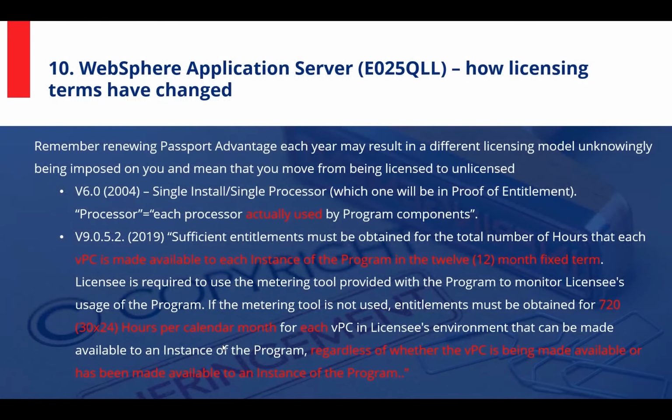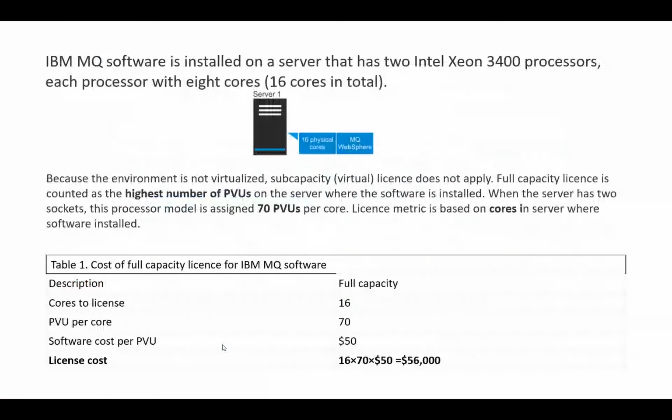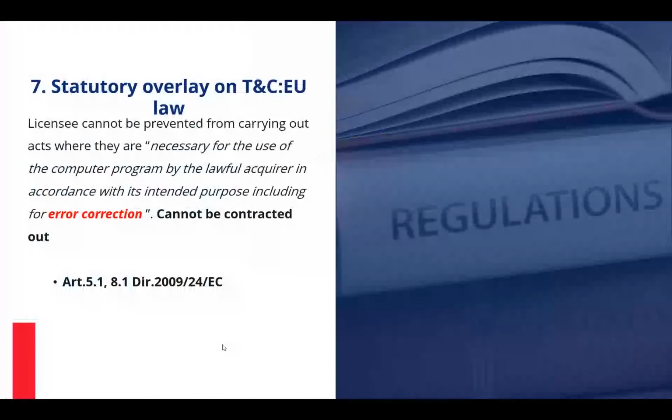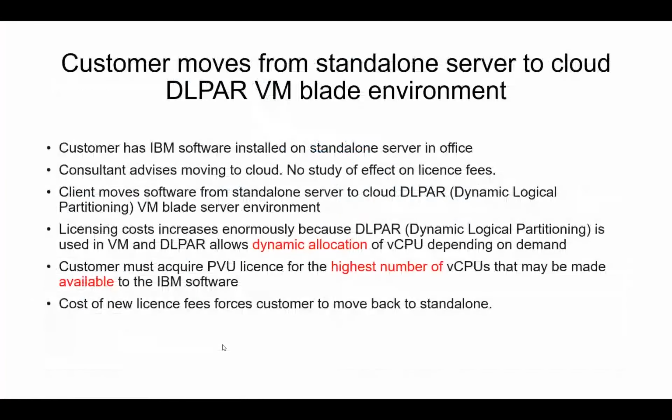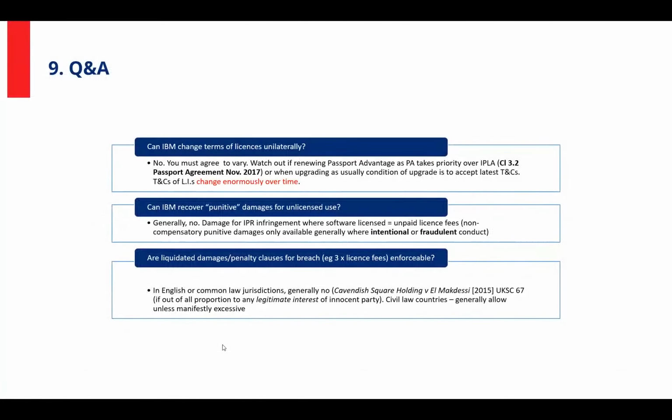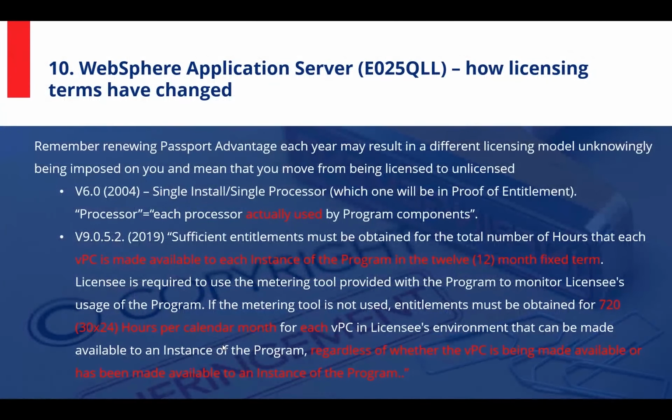So I just thought I would show you for WebSphere Application Server, obviously a very popular piece of middleware. You remember we were talking, and I'm just going to roll back to where it was. We can't find it now. Yes, this first question, can IBM change the terms of licenses unilaterally? And I said, no, you must agree to vary. So let's look at the LIs over a period of time, which I've had access to see what they were many years ago.